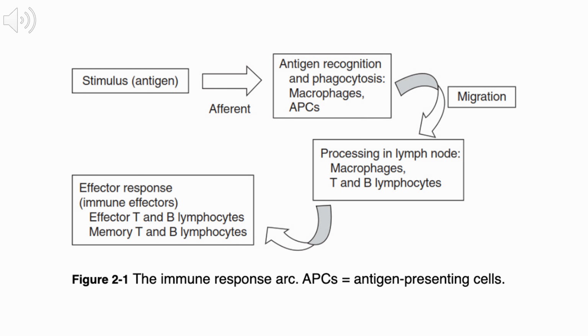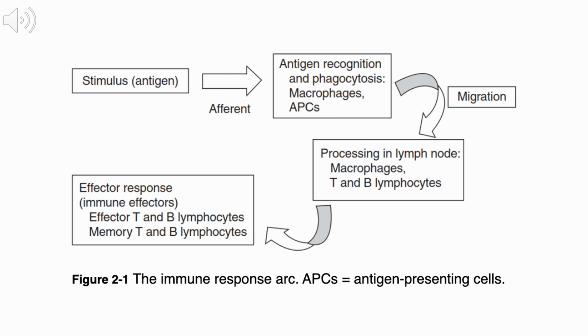This diagram summarizes the immune response arc from antigen exposure to the generation of effector and memory cells. The process begins when a stimulus, or antigen, is encountered in peripheral tissue. Macrophages and other antigen-presenting cells recognize and phagocytose the antigen, then process it for presentation. These antigen-presenting cells migrate through afferent lymphatic pathways to a regional lymph node. Within the lymph node, the processed antigen is presented to T and B lymphocytes, initiating their activation, proliferation, and differentiation.